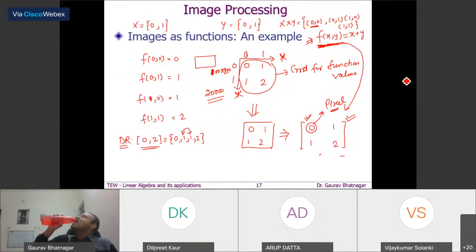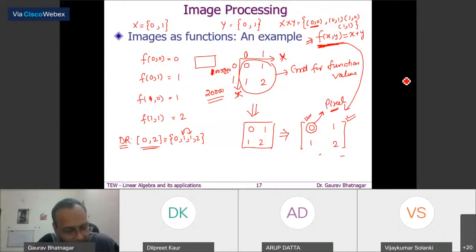I want to know. I think Vijay Kumar is asking something. Vijay, can you please repeat your question? Sir, as in this example, we have taken X and Y as a discrete set, okay? Your voice is very low. I think you are asking why I have chosen X as 0, 1 and Y as 0, 1? No. Am I audible now? Yes, now you are audible.